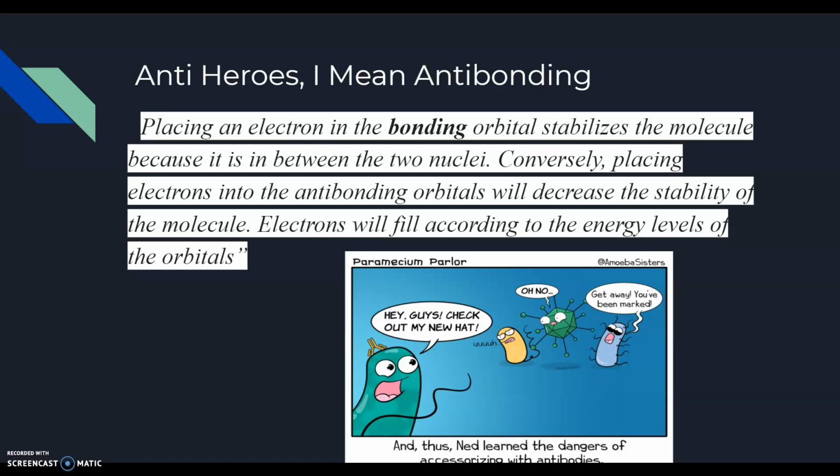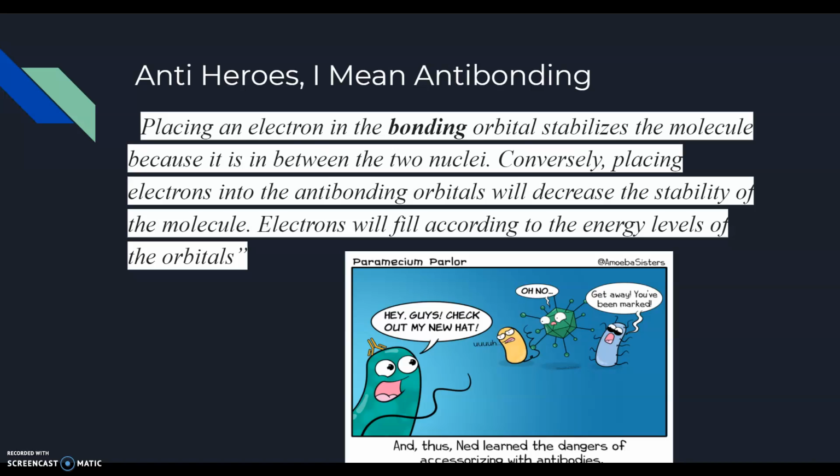These antibonds help with the bond order and the length. Electrons that spend most of their time between the nuclei of 2 atoms are placed into the bonding orbitals, and electrons that spend most of their time outside of the nuclei of 2 atoms are placed into anti-bonding orbitals. This is because there's an increase in electron density between the nuclei in the bonding orbitals, and a decrease in electron density in anti-bonding orbitals. So, also, placing an electron in the bonding orbital stabilizes the molecule because it is in between the 2 nuclei.